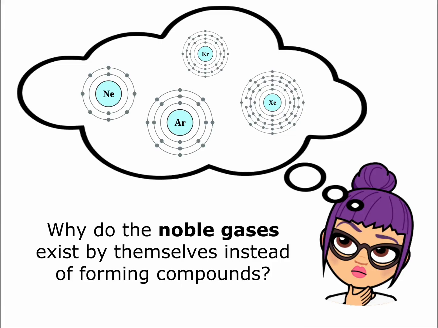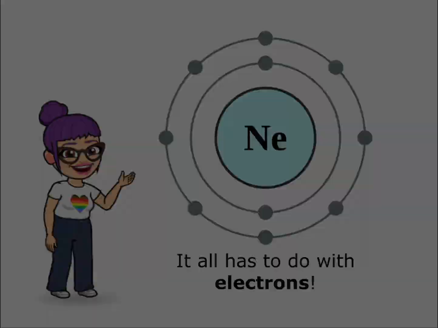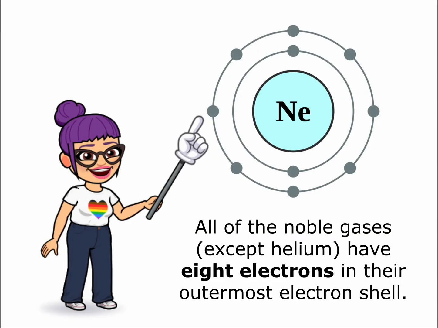Why do noble gases exist by themselves instead of forming compounds? It all has to do with electrons. All of the noble gases, except helium, have 8 electrons in their outermost electron shell. You can see them here. 1, 2, 3, 4, 5, 6, 7, 8.